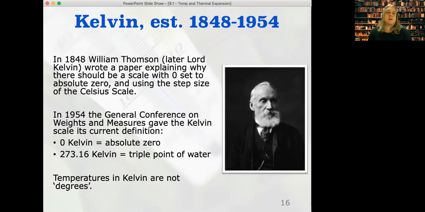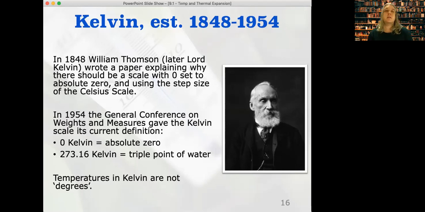An important note, although it's not critical, is that temperatures in Kelvin are not degrees. We don't say degrees Kelvin, we just say Kelvin. A Kelvin is the step size, a degree Celsius is a step size, right? So it's not degrees Kelvin. So if we do that, we set our 0 Kelvin to be our absolute 0.